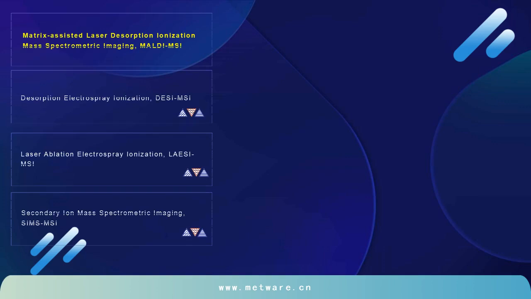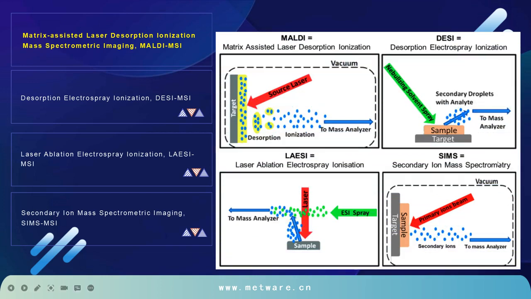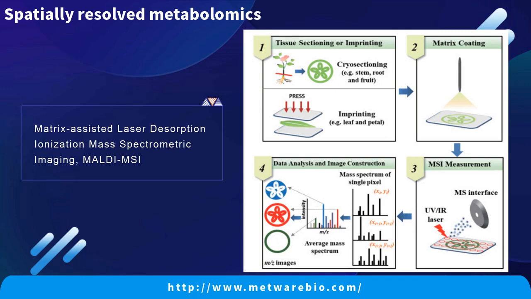First, let me introduce the experimental principles and technical methods. So far, there are four main technologies for spatially resolved metabolomics, and MALDI is the most widely used one. The experimental principles of MALDI are relatively simple. If you want to see how it works, you can watch our first video, What is Spatially Resolved Metabolomics? After the initial understanding of spatially resolved metabolomics, let's take a look at the specific experimental procedure of it.